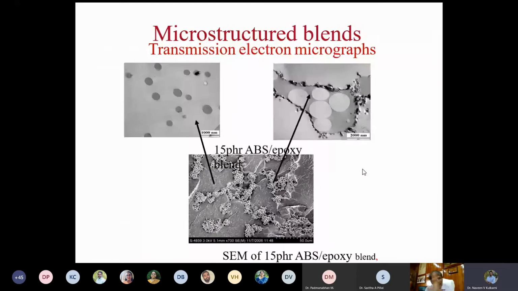You can see we have made a variety of structures. We have mixed with sand, with ABS, and we made fantastic microstructures and nanostructures. Some of the structures are nano, some of the structures are micro. And all these new morphologies gave rise to super toughness.